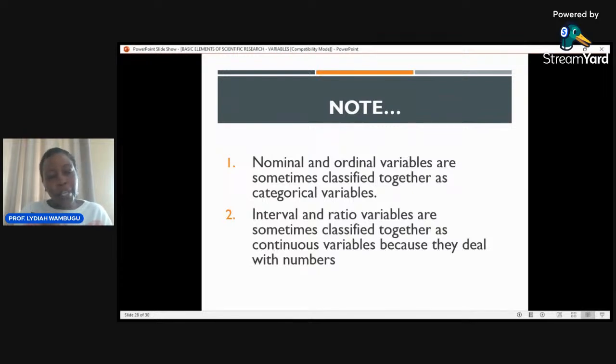Number one, we have said nominal and ordinal are both classified as categorical because they put the variables into categories. The one that only names is nominal. The one that orders is ordinal. Number two, interval and ratio are classified together as continuous because they deal with numbers. The difference is interval has no absolute zero. Ratio has an absolute zero.